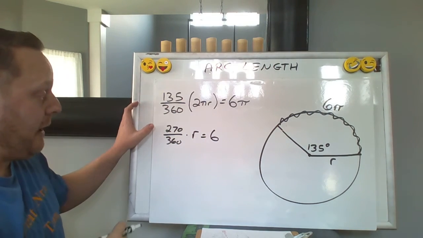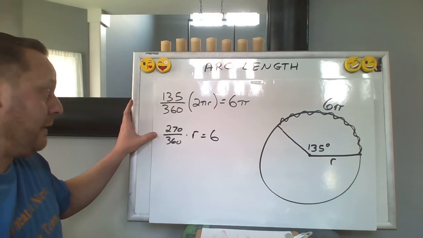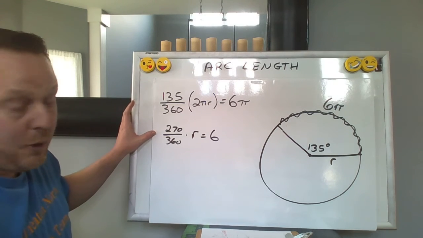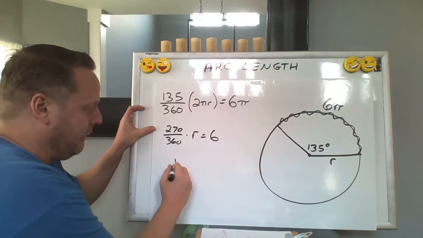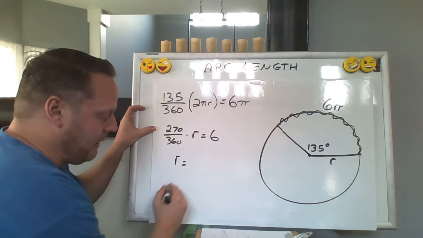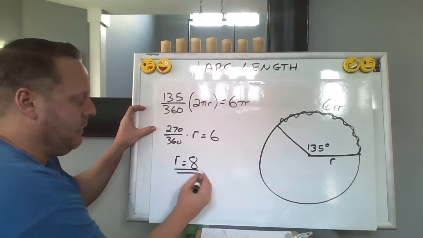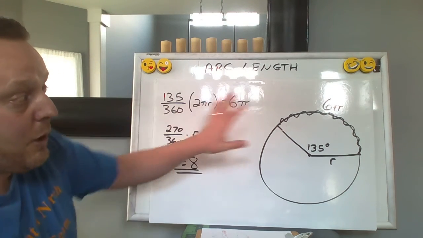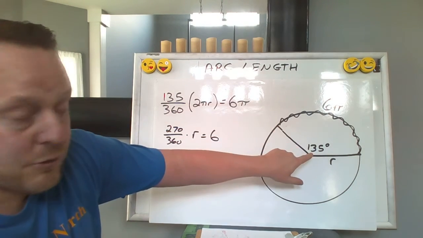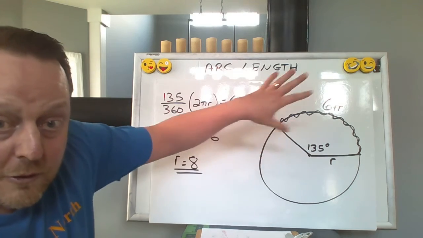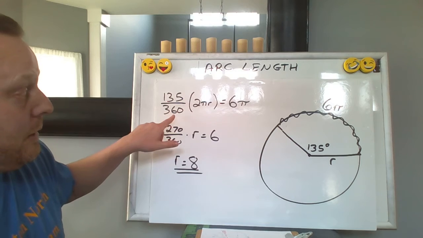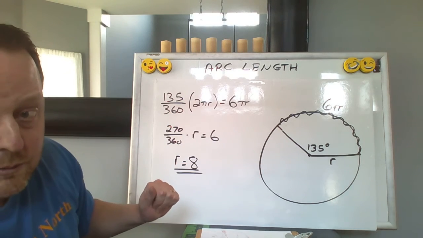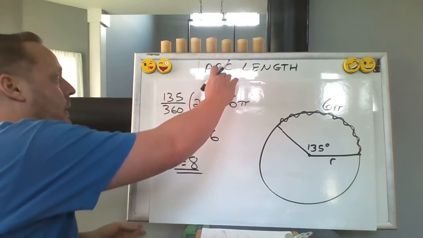All of a sudden, we recognize 270 over 360. Oh, that's going to be 3/4. We start multiplying by reciprocals, whatever your strategy is, and we get that the radius here ends up being 8 units long. So knowing the arc length and the central angle, we were able to still use that concept of the arc length being a fraction of the circle to come up with the radius. All right, let's do one more.